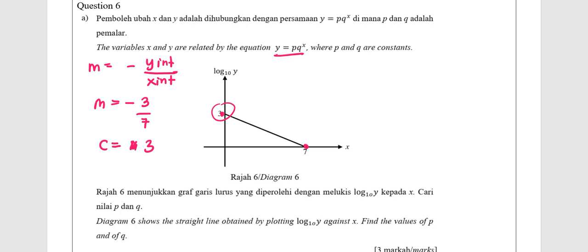Okay, so now let us do this. The p and q are here. So we need to reduce the non-linear into linear and then compare. So log 10y, y equals mx plus c. Gradient is negative 3 over 7. X is x. Okay, your x plus 3. This is what we obtained from our graph there.